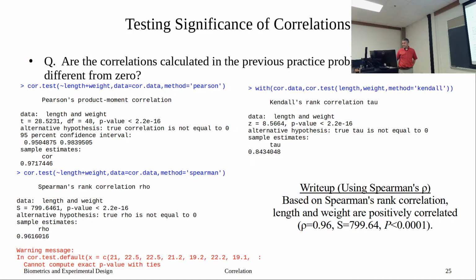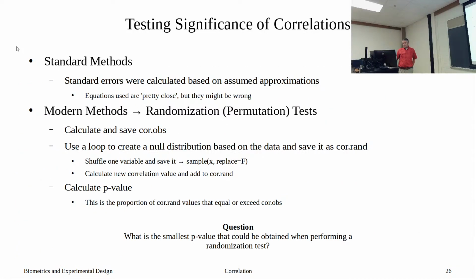Minimize it. All right. Standard methods: standard errors were calculated based on assumed approximations. You might not have those assumptions correct. Your data could be skewed. You may have an outlier or two. Now, the equations that they use for their approximations are close, but again, they could be wrong, especially if we violate the normality assumption.